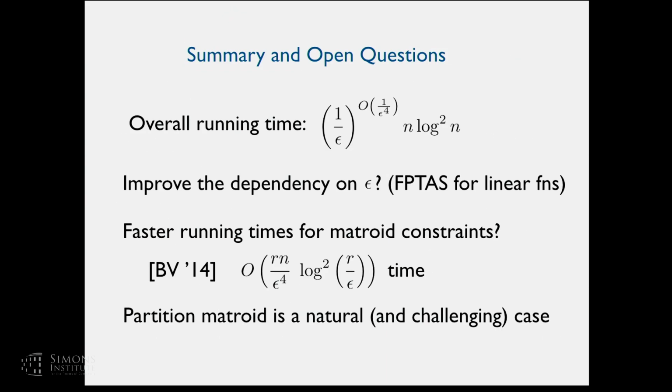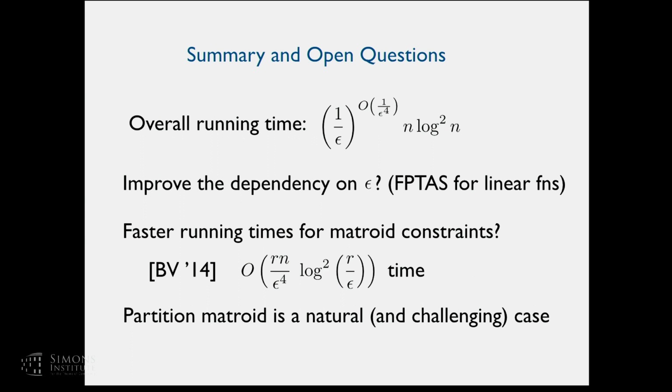Okay, so just to wrap up, in this talk we focused on maximizing submodular functions subject to a single knapsack constraint. And our overall goal was to understand whether we can improve the quadratic dependency on the running time that seems to be inherent in the multilinear extension framework. Of course, there's much more work to be done. As we've already discussed, the dependency on epsilon is rather poor. It would be very nice to improve it. Maybe we can even do something in the spirit of the PTAS that we have for linear functions, where the dependency on 1/epsilon is very good.